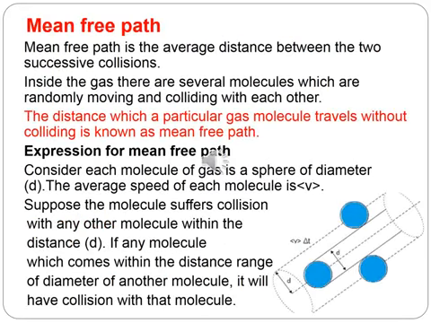The last topic that I am going to discuss is mean free path. It is the average distance between two successive collisions of molecules. You know, inside the gas there are several number of molecules which are moving in straight line and take part in random collision. So, mean free path is defined as the distance which a particular gas molecule travels without colliding. How can we express the mean free path mathematically?